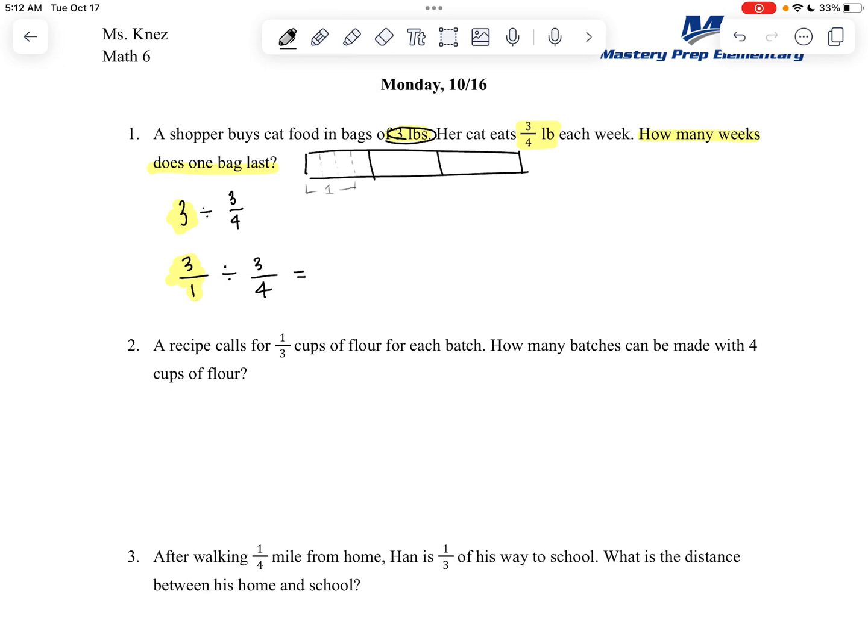3/1 divided by 3/4, we keep change flip for 3/1 times 4/3. When I multiply fractions, I simply multiply across. 3 times 4 is 12 over 3. I always want to see if I can simplify my fraction by dividing the numerator and denominator by the same thing. In this case, 12 divided by 3 and 3 divided by 3 gives me an equivalent fraction of 4/1, which is the same thing as just saying 4, and in this case, it's 4 weeks. I know that a 3-pound bag of cat food lasts 4 weeks if I'm using 3/4 of a pound per week.